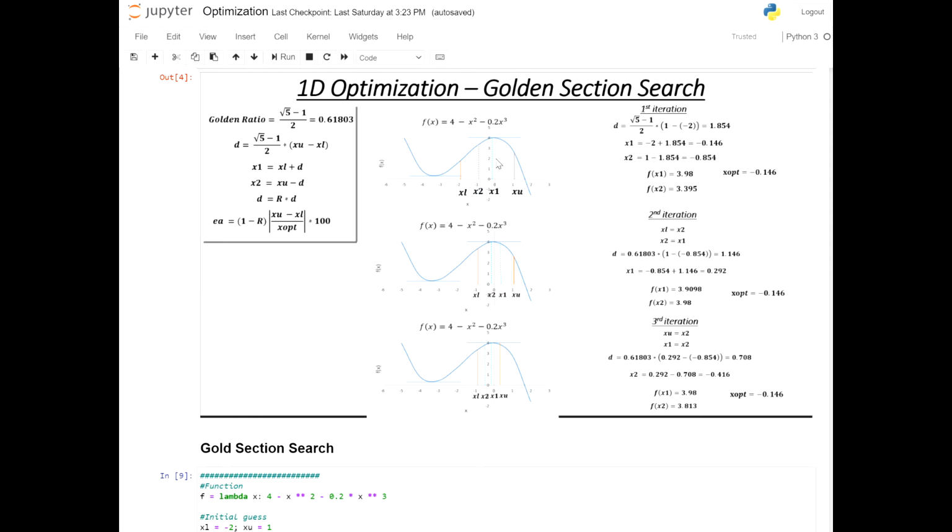In this case, we're bracketing the maximum between -2 and 1. And in the second step, we're going to get two estimates within this bracket, and we're going to call them x1 and x2. And x1 and x2 depend on the lower limit, the upper limit, and also on a quantity called d. And we have said that d is the golden ratio multiplied by the difference between the upper limit and the lower limit. And once we do this, we get the function value at x1 and the function value at x2.